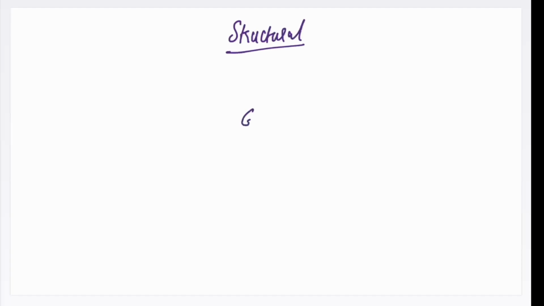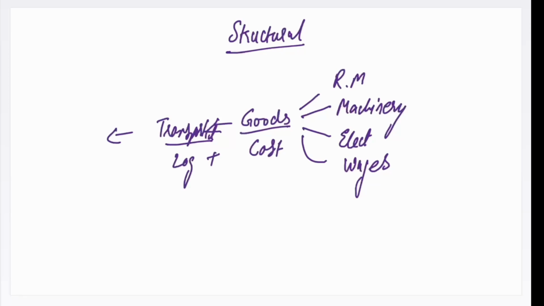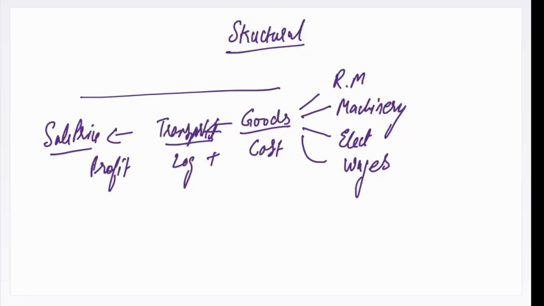Same goods, we take it. To produce these goods, we required a raw material. Then we required some machinery. Then we required some electricity consumption or other things. And then we required wages, right? Once these goods are produced, they are then transported, right? And they reach. So there's a cost to it. There's a logistic cost to it. And then a profit is added to it. And then we have a sale price, right? So we are moving in this direction.